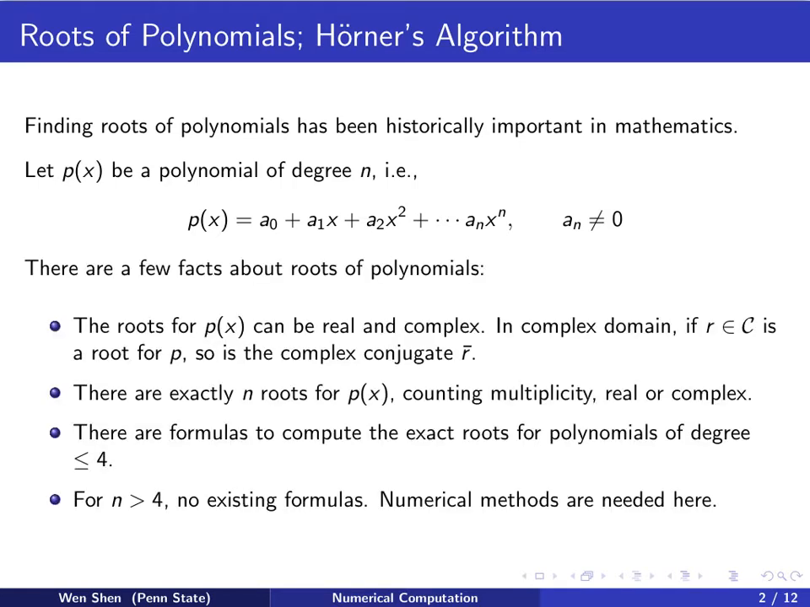Before we introduce the derivation of the method, let's state a few facts that are well known for roots of polynomials. So first, we are assuming the coefficients a_i here to be real numbers. Then the roots for the polynomial p can be real and complex. In the case of complex roots, if you have a root r as a complex number, that is a root for the polynomial, so is the complex conjugate of r.